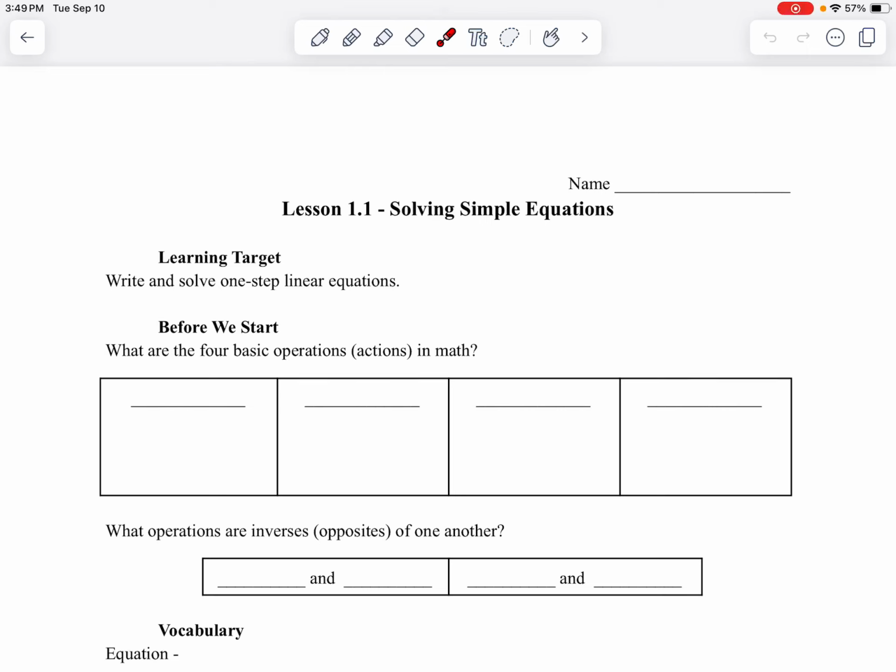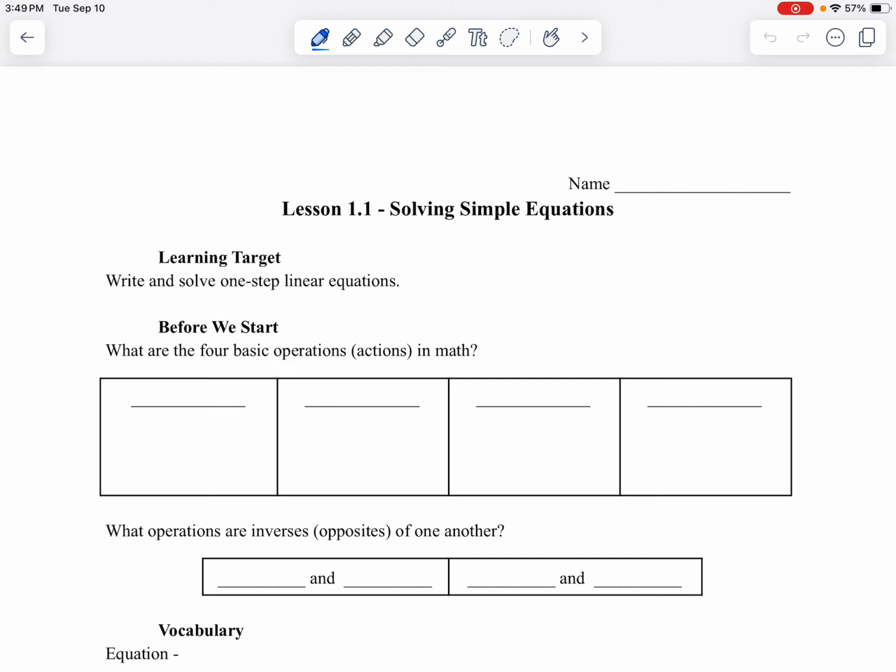In this video, I'm going to go through the notes for Chapter 1, Section 1. And in this section, we are going to write and solve one-step linear equations. So we'll be solving for a variable, and what this means is it should only take us one step to find that solution.